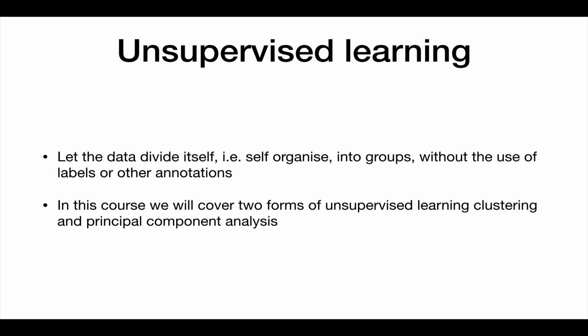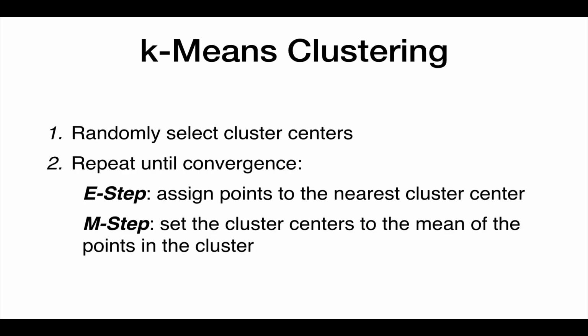In this course, we will cover two forms of unsupervised learning. First, clustering, which will be discussed in this lecture, and in a later lecture we'll talk about principal component analysis. A classical technique to cluster data is so-called k-means clustering. This is very well covered in the chapter on k-means clustering in your book. However, I will briefly cover it here as well.